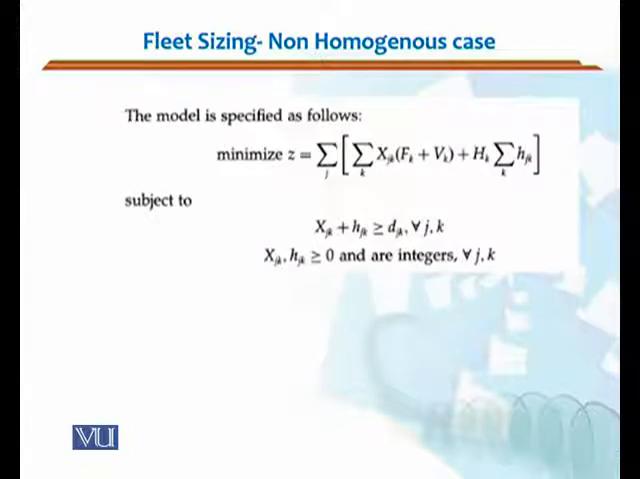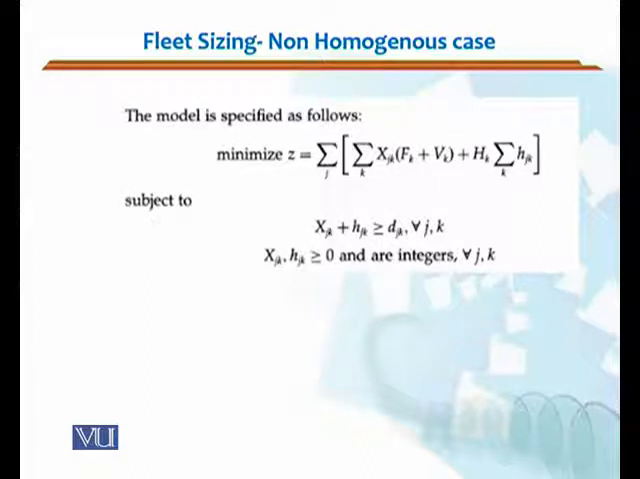The model, a simple extended linear programming model, would be as follows. We would minimize a z function that would be the sum over j of the sum over k of x_jk times (F_k plus V_k), plus H_k times the sum over all k of small h_jk. So what we will be minimizing is the total hiring cost, total fixed cost, and total variable cost, along with the number of vehicles which we are using.